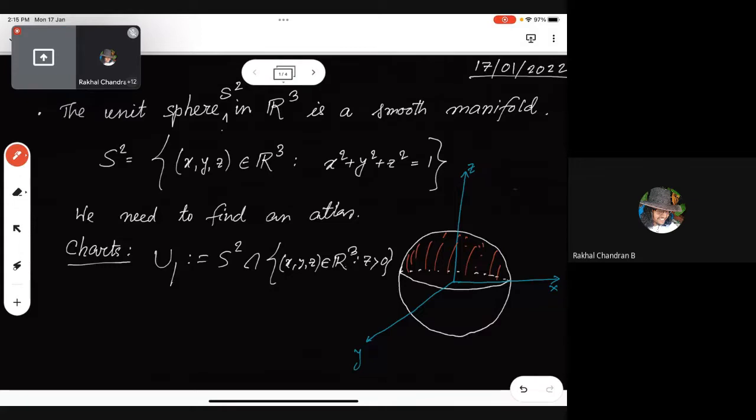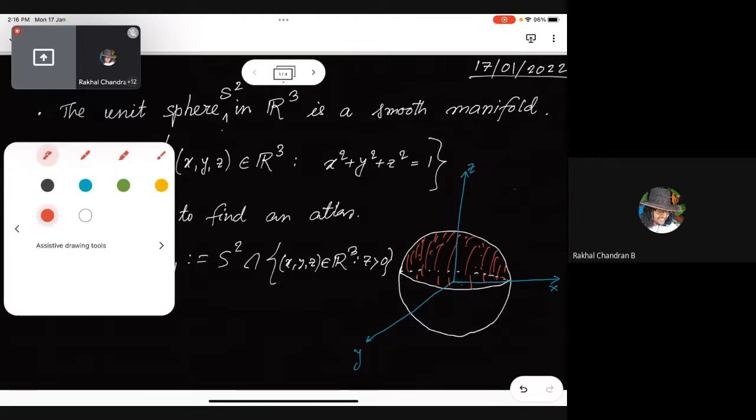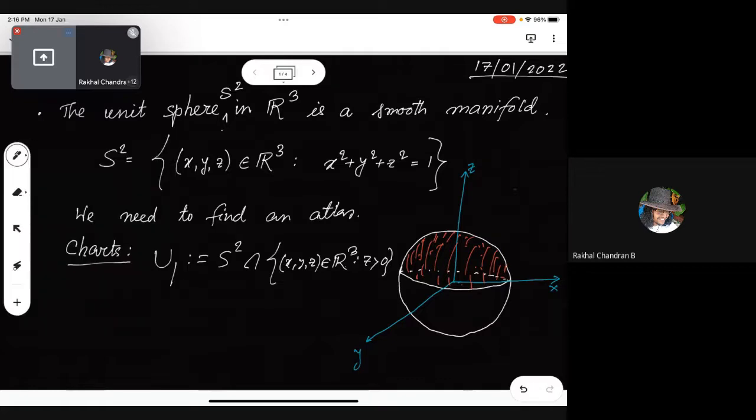This part of the sphere. And this is an open subset in R3, therefore this will be an open subset in the subspace topology of S2. All right. So this is U1. Similarly, you consider U2.